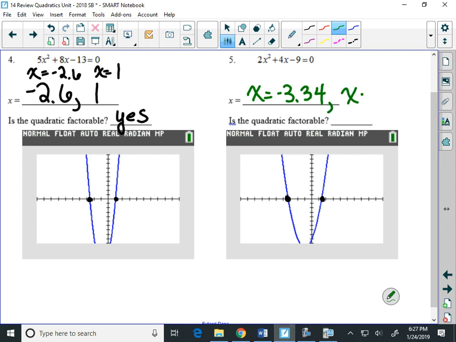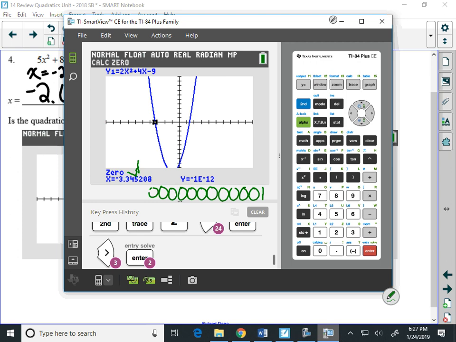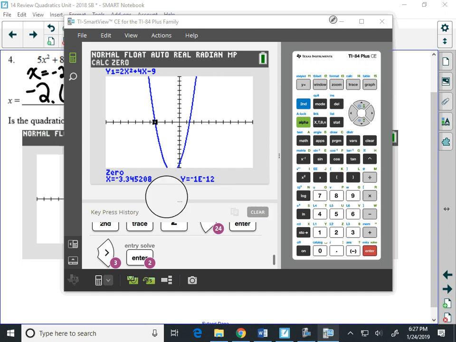But I also want to point out, when we go back and look at this, that -3.345208 is a pretty big long decimal. So we've got a strong inclination that we can't factor. But let's find our other root.